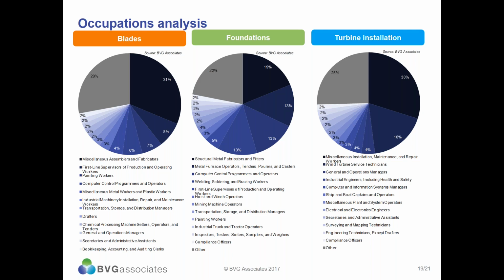And obviously a lot of industrial engineers, health and safety. Obviously you've got the ship crews as well. So that in a sense gives you a cross section of some of the distribution of jobs in three quite different areas. And in the report we go into much more detail for each of the parts of the supply chain.